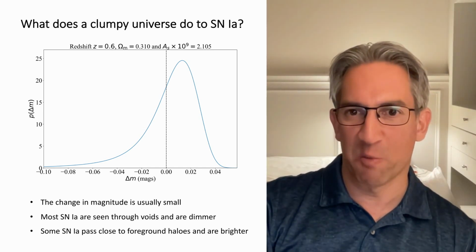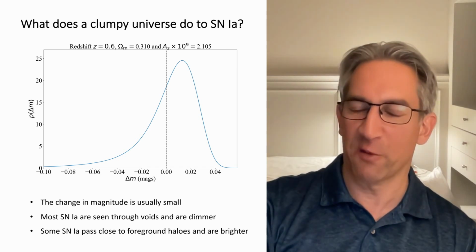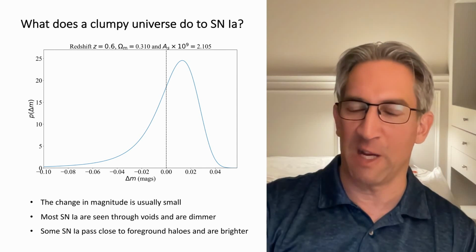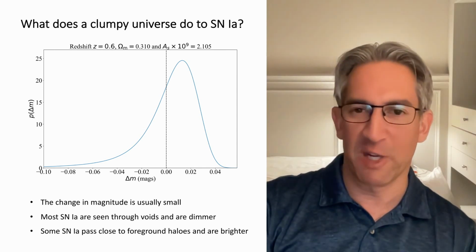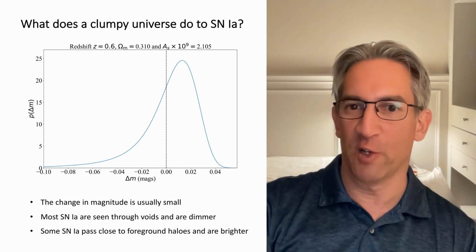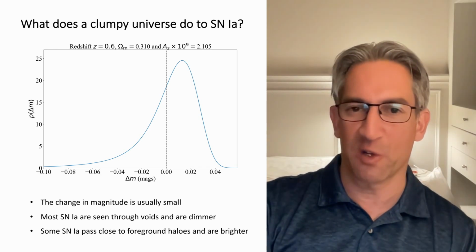The clumps are smaller, and we need the light ray passing fairly close to that foreground clump for it to have an effect on the magnification. The voids are bigger, and so there's just more chance that the light ray is going to go through a void than it is going to pass close to a clump.